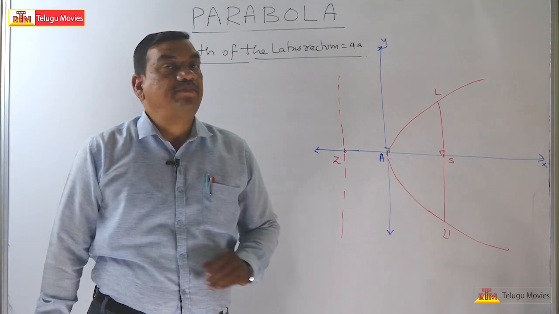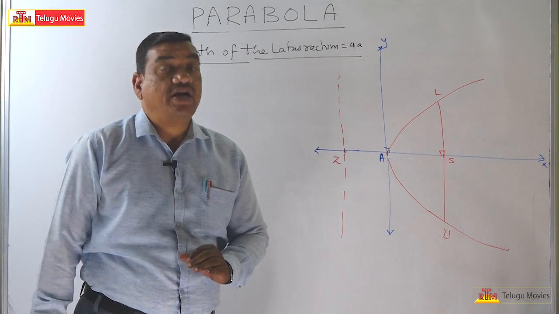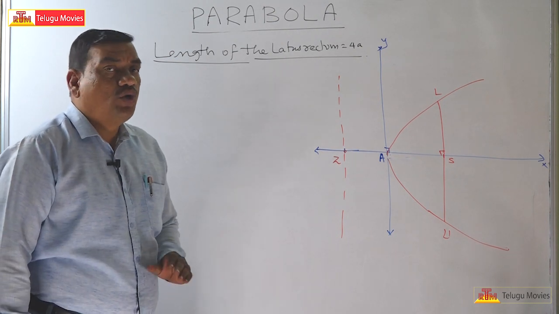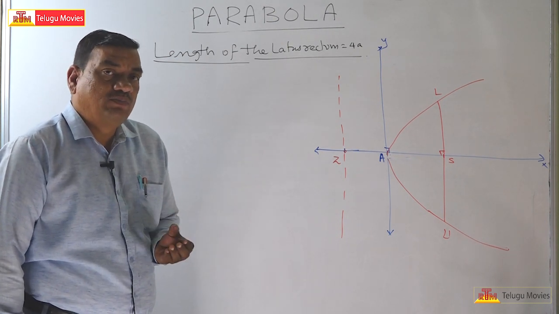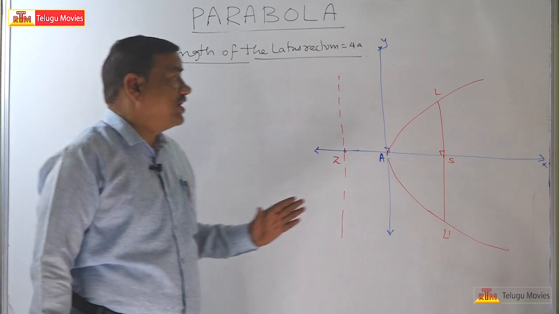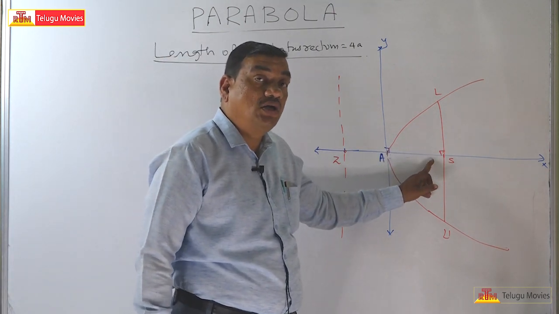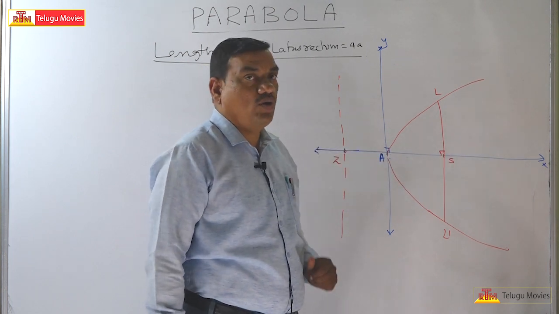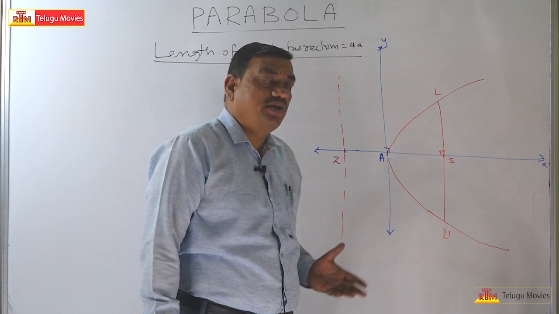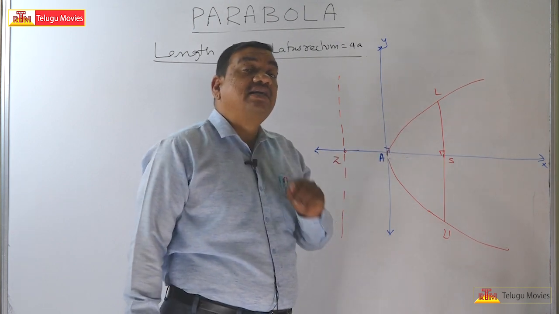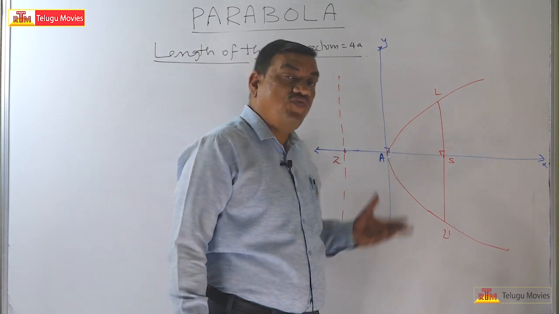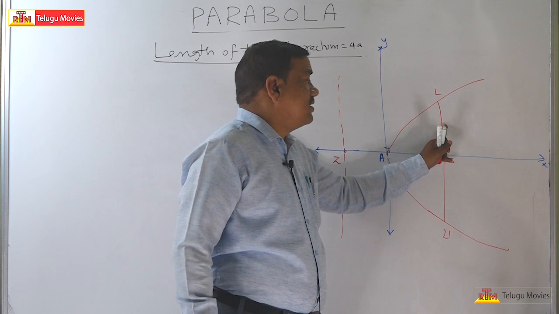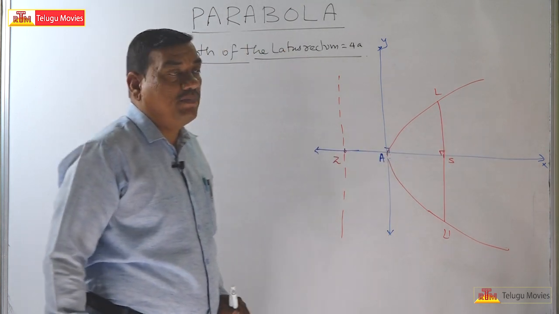Welcome to this concept. So here we are going to show that the length of the latus rectum is 4a. Before explaining, once again I will give the definition of latus rectum. Latus rectum is a focal chord which is perpendicular to the axis of the parabola. Otherwise, another definition is also there: the latus rectum is a double ordinate which passes through the focus. Like that also we can define. Okay, now on the whole, the latus rectum and axis are perpendicular to each other.